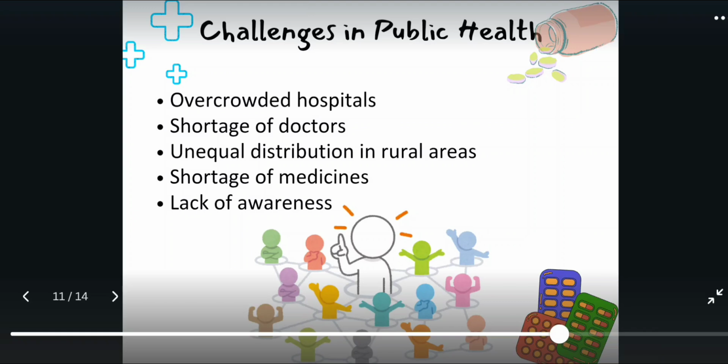Shortage of medicines, lack of awareness. So you might be knowing during COVID times, when there was a shortage of medicines, people were running helter skelter. They were afraid that they might lose their lives or the lives of their loved ones. So you know how it is to have a shortage of medicines. So these are the challenges that public health faces.